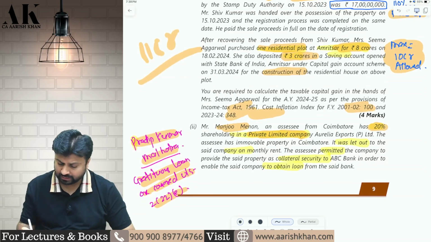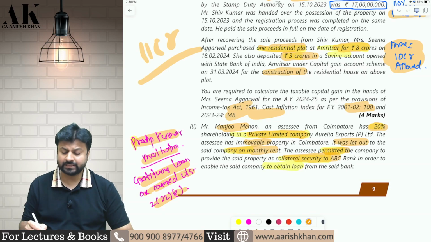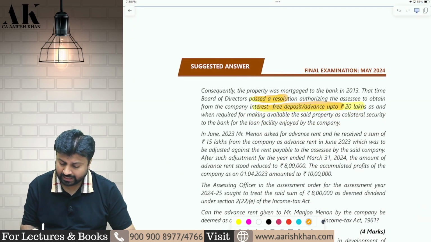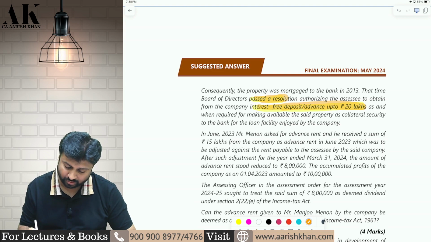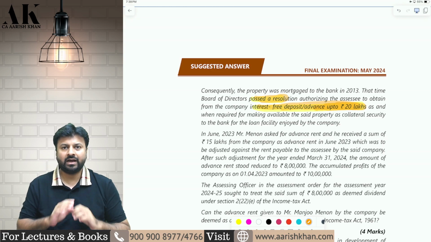But I have done some favor to the company. What favor have I done? I have some immovable property. I gave that property on rent to the company, and I allowed the company to keep that property as collateral to obtain a loan. Against that, the company has passed a resolution and given me an advance of 20 lakh rupees, which will eventually be adjusted against rent only. So they are giving me 20 lakh rupees as an advance.